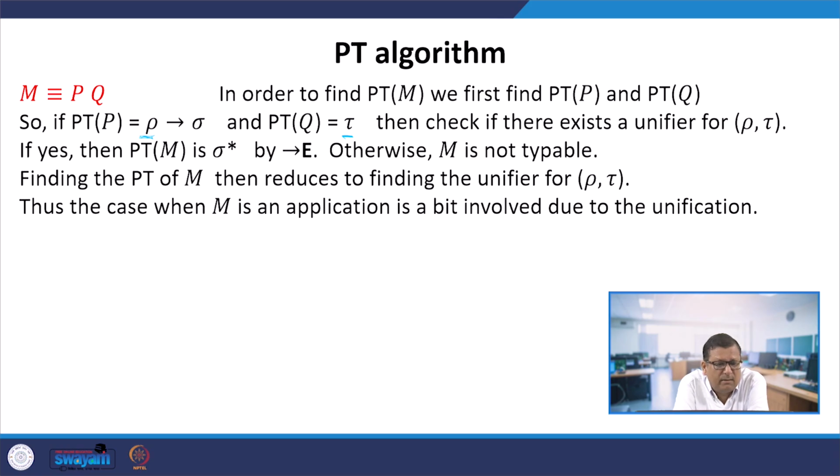If that is the case, then we apply the substitution onto these things as we discussed in the previous lecture, and as a result we are going to get sigma star. Sigma star means S applied to sigma, where S is the unifier, the substitution that unifies these two. So, S of rho will be equal to S of tau, and this S of sigma is actually sigma star. This is obtained by arrow E. If that is not the case, that means we are not able to find a unifier, then we say that M is not typable. Thus, in essence, finding the principal type of M was our problem.